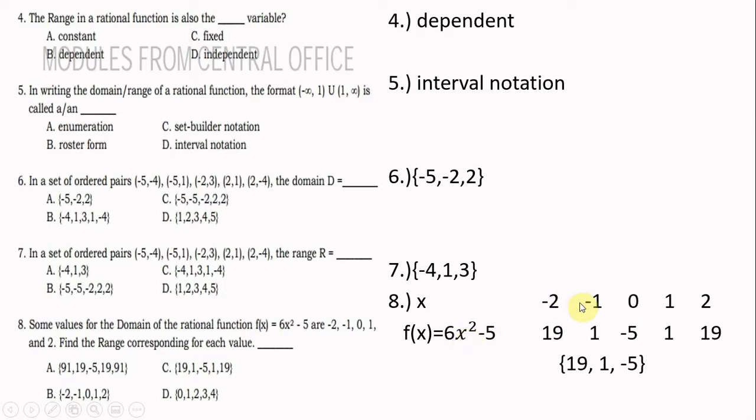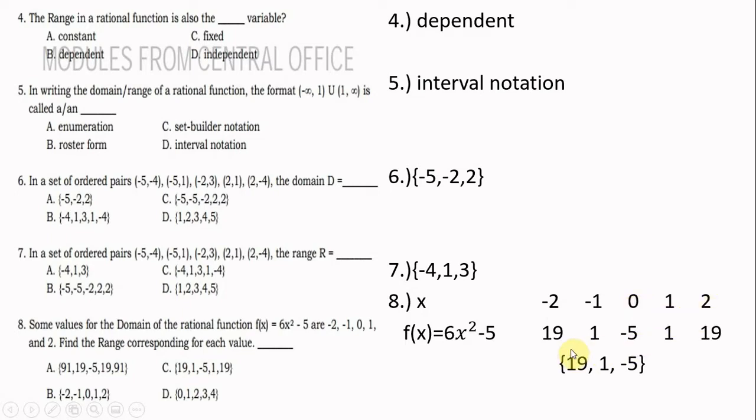If x is equal to -1, this is -1 squared, that's positive 1, times 6 is 6, minus 5 is 1. If x is 0, this is 6 times 0 is 0, minus 5, that's -5 here. If x is 1, 1 squared, that's 1, times 6, 6 minus 5 is 1. And if x is 2, 2 squared, 4 times 6, 24 minus 5 is 19. So these are the range values when our values of x are -2, -1, 0, 1, and 2.